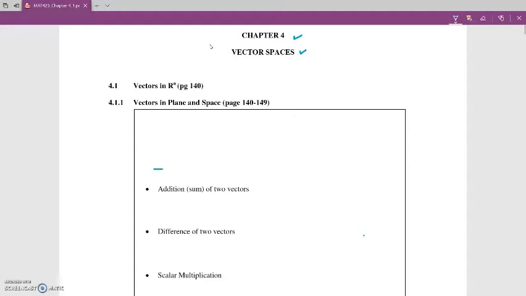Okay, today we will continue with chapter 4, vector spaces. Let's say we have two vectors, named vector u and vector v. How are we going to add these two vectors?